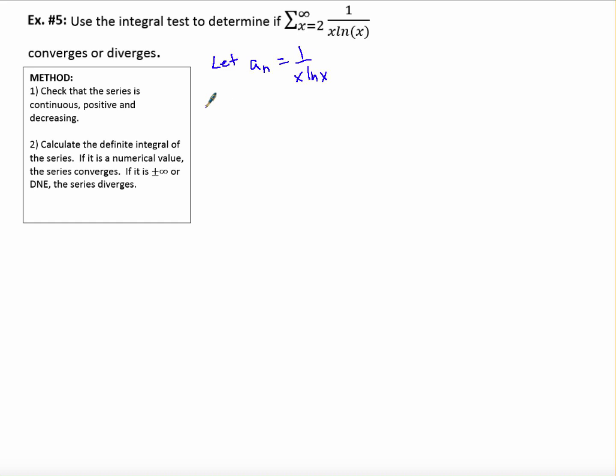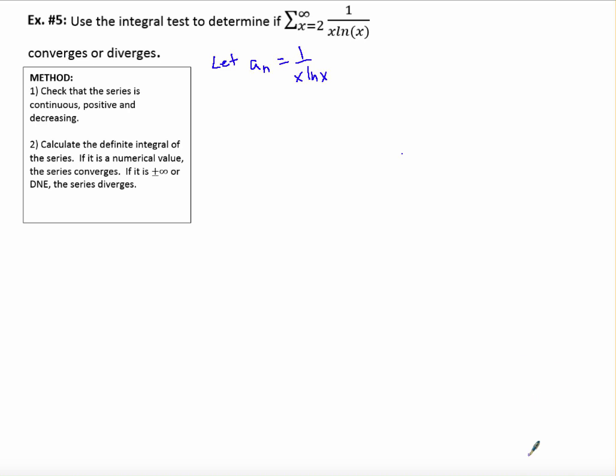Now, the whole premise of the integral test is starting with a function that's continuous, positive, and decreasing from 1 to infinity, or whatever your limits of integration are. So we want to look at this and make sure 1 divided by x ln x is a positive, decreasing function that's continuous. So let's go ahead and test it out and see if this looks like a continuous, positive, and decreasing function.